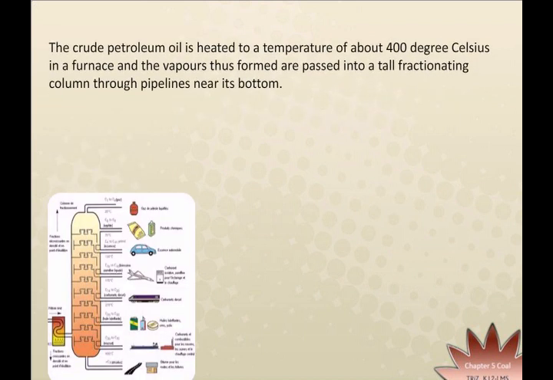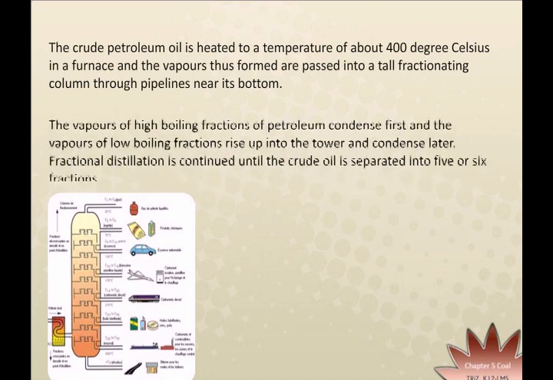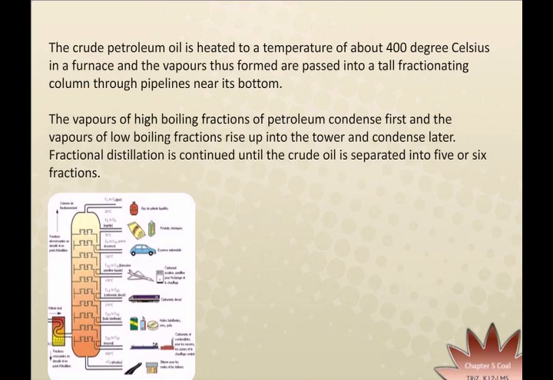The crude petroleum oil is heated to a temperature of about 400 degrees Celsius in a furnace, and the vapors thus formed are passed into a tall fractioning column through pipelines near its bottom. The vapors of high boiling fractions of petroleum condense first, and the vapors of low boiling fractions rise up into the tower and condense later. Fractional distillation is continued until the crude oil is separated into 5 or 6 fractions.